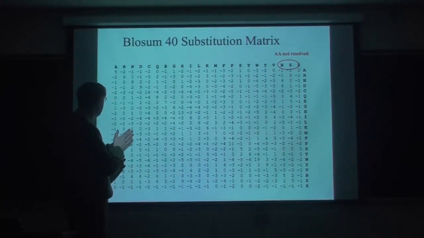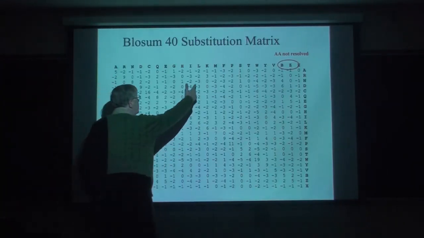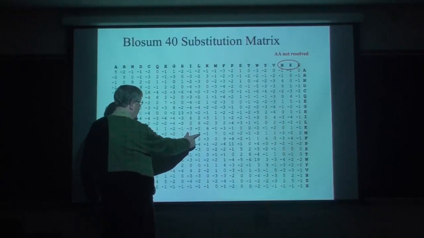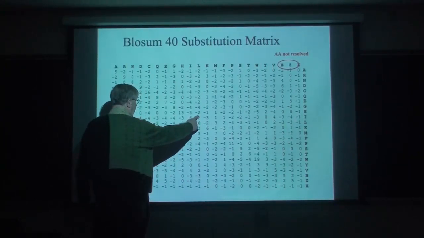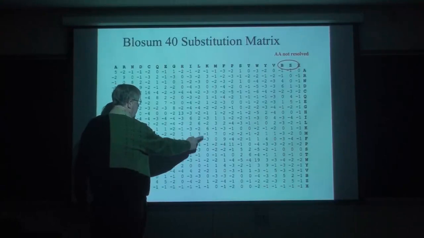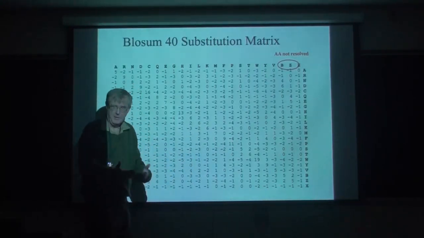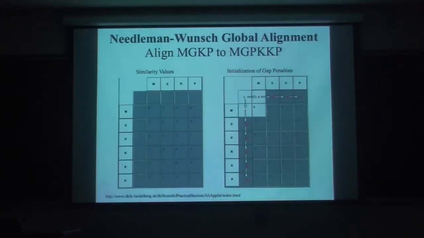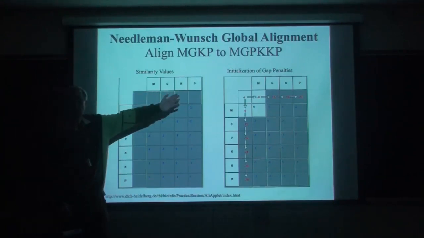Let's go to another one. Let's take the leucine. Leucine likes itself not too much. It likes to be also replaced by either isoleucine or by methionine. And so you see that there's real life going on there. People really studied them through a lot of statistics. They found which amino acids can be replaced by others. And so now you can use them to construct, between two amino acid sequences, the best comparison.